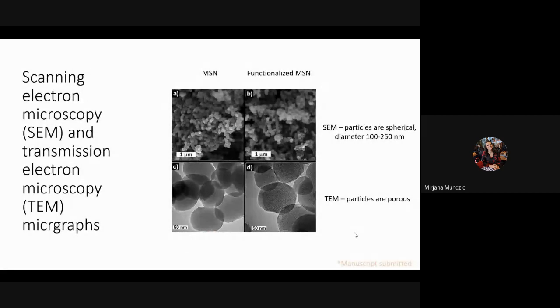To begin with some results, those are the SEM and TEM micrographs from the MSN, these two, and this is from the functionalized MSN, the first one that we modified. From both SEM micrographs, we can see that the particles are spherical and that the diameter is from 100 up to 250 nanometers, which is ideal. And from the TEM pictures, especially from this one, we can see that those particles are porous.